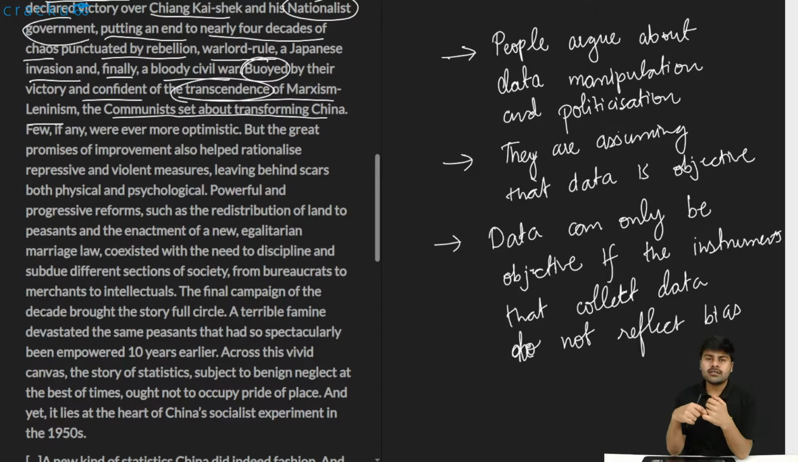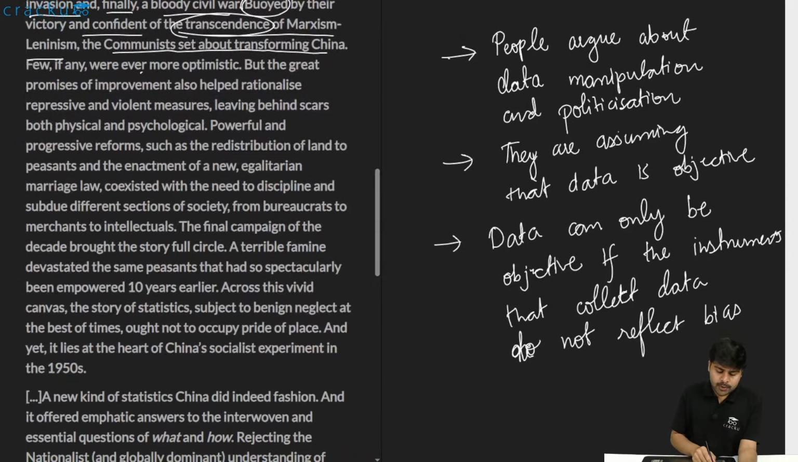Few, if any, were ever more optimistic, right? They were very optimistic, more than they had ever been. But the great promises of improvement also helped rationalize repressive and violent measures.